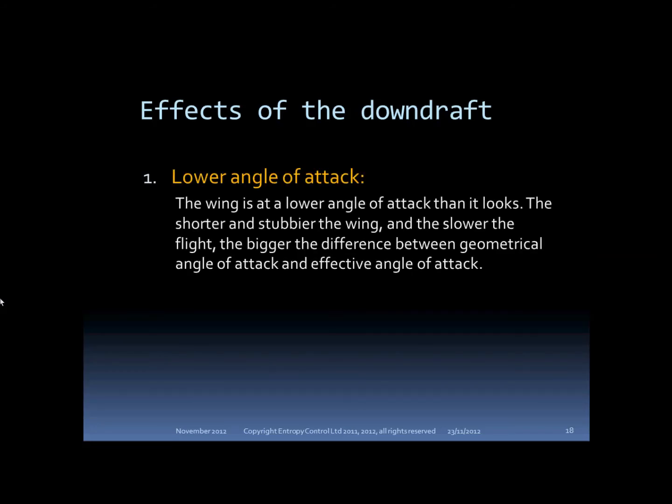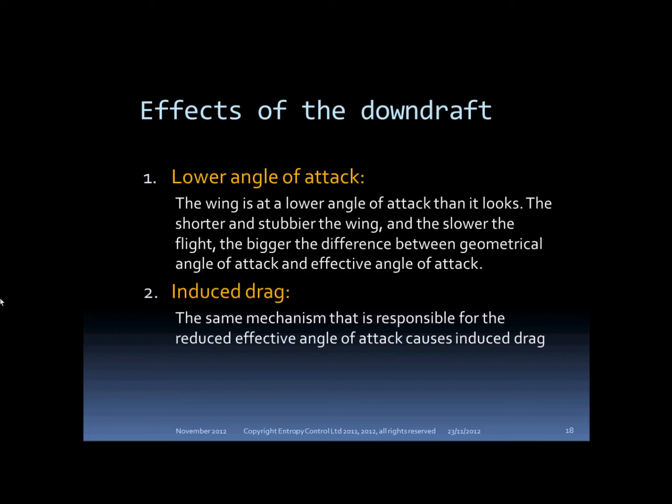So to summarize, the effect of the downdraft is firstly to reduce the effective angle of attack of the wing. And that reduced effective angle of attack directly causes the induced drag.